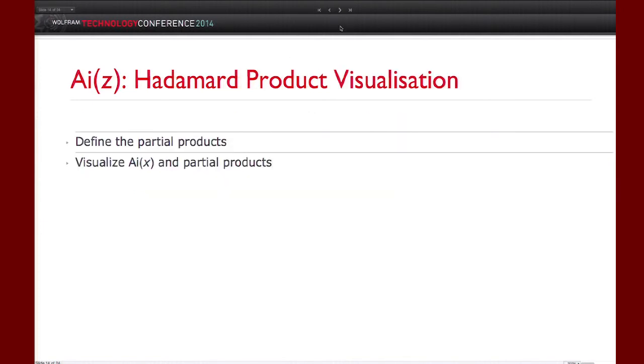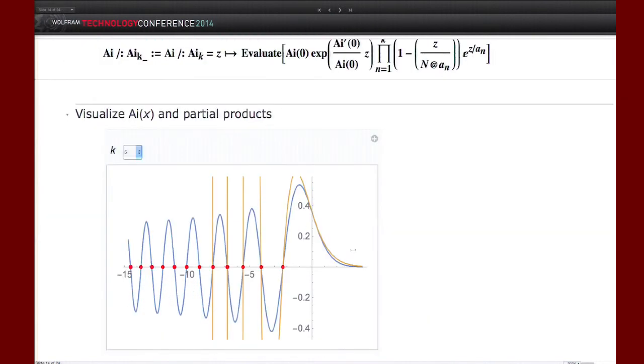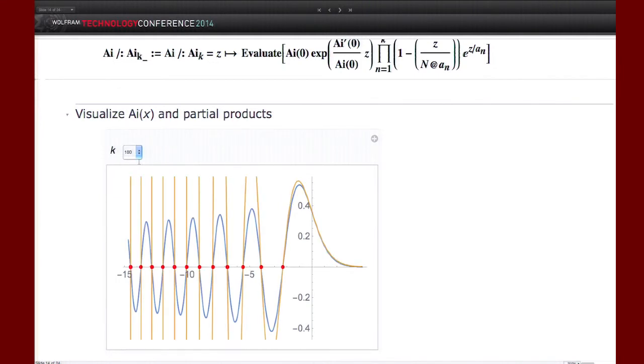Now, however, if you define the partial products of that, just to see what it looks like and try to visualize it, that's with 5 terms in the product. This is with 100 terms in that product. Its convergence is rather slow. It works, but it's a slowly convergent thing. But you take the product to infinity and it does converge to the function.